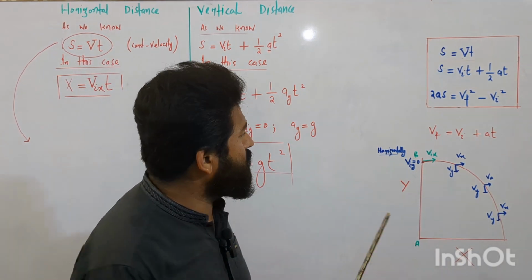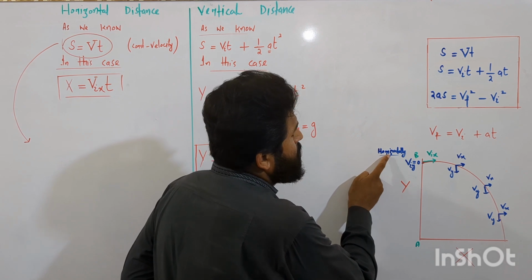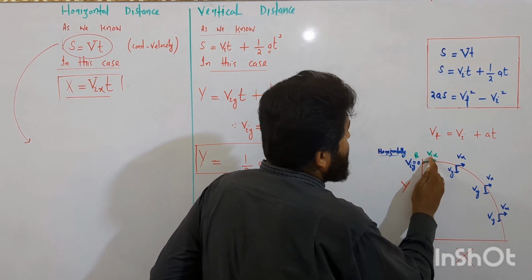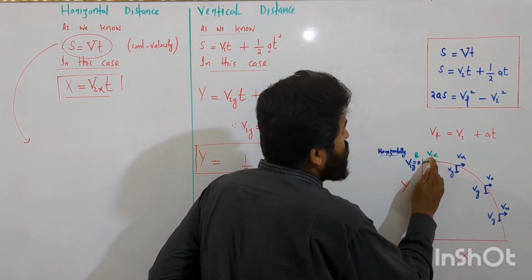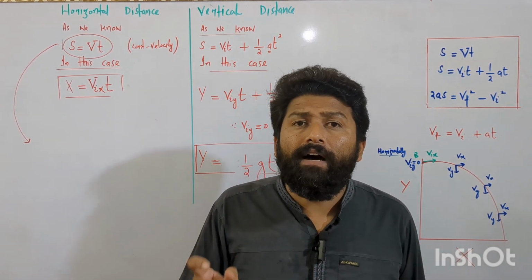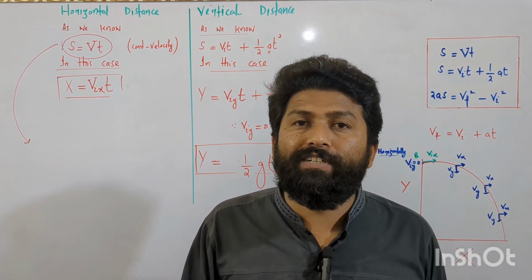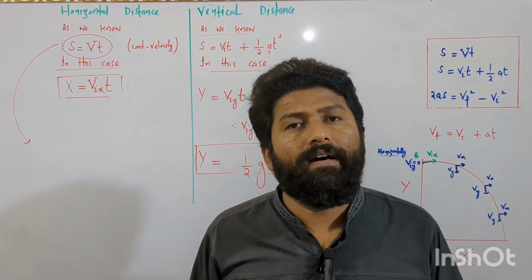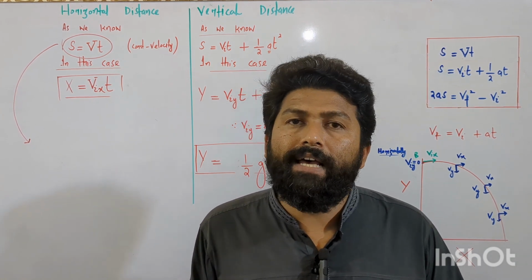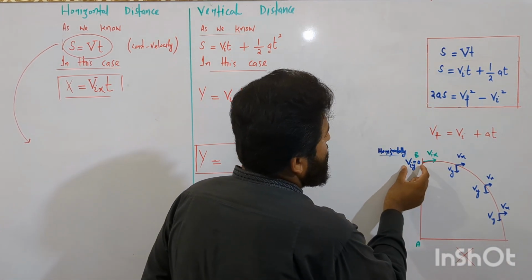Since projectile motion has been shown here, the body is thrown horizontally along the x-axis, so there will be a horizontal component of initial velocity. It means when the body is thrown horizontally, the vertical component of initial velocity, or the component of velocity along the y-axis, will be 0. It is obvious because the body is being thrown horizontally and it has only the x component of initial velocity, that is Vix. So Viy will be 0.